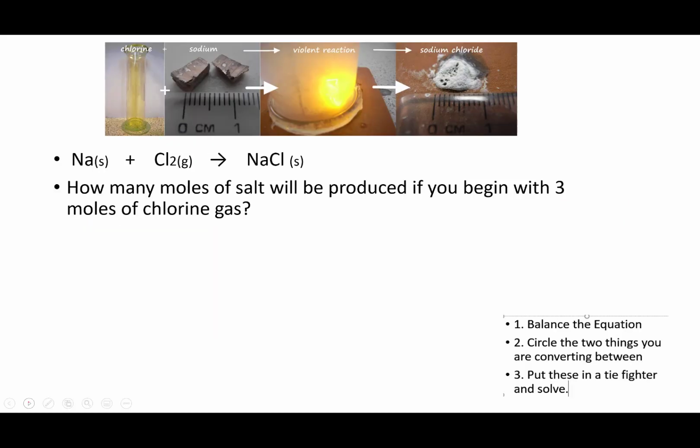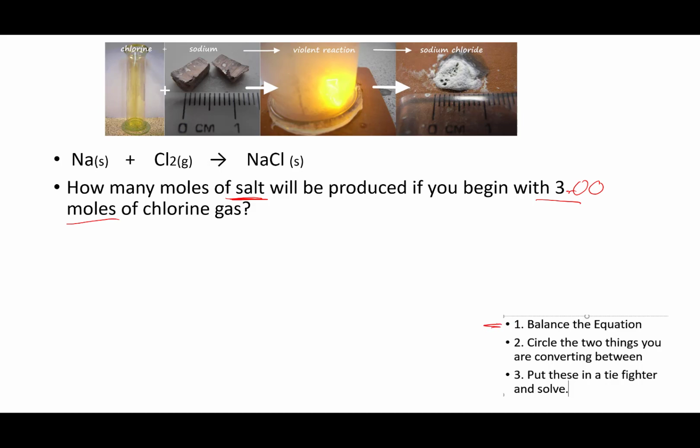So let's go ahead and do one of these so you see what I'm talking about. We've worked with this reaction before in other talks. Sodium solid plus chlorine gas react to yield sodium chloride solid. And I want to know how many moles of salt will be produced if I add 3.00 moles of chlorine gas.